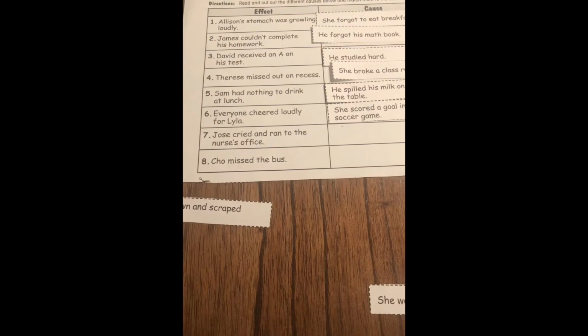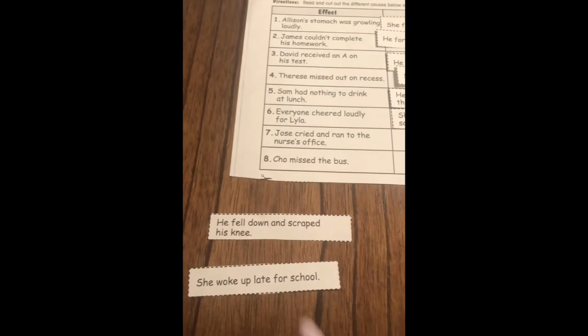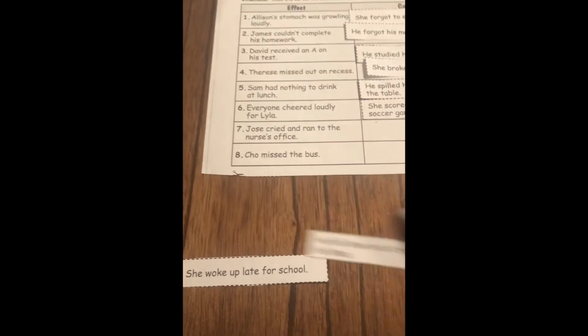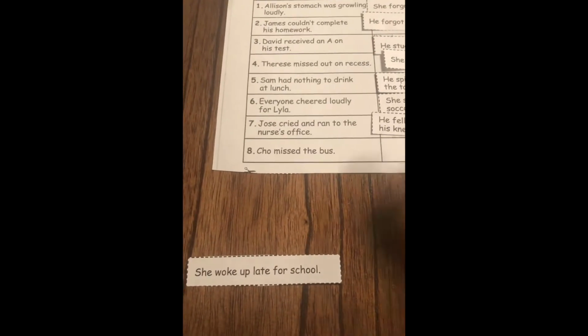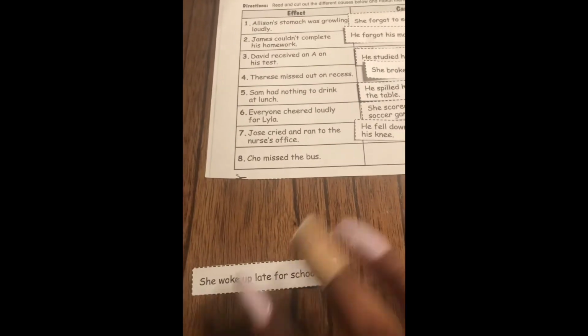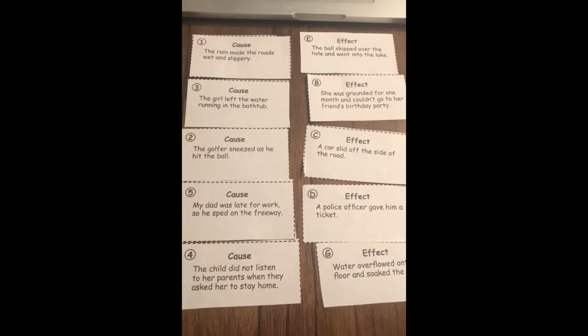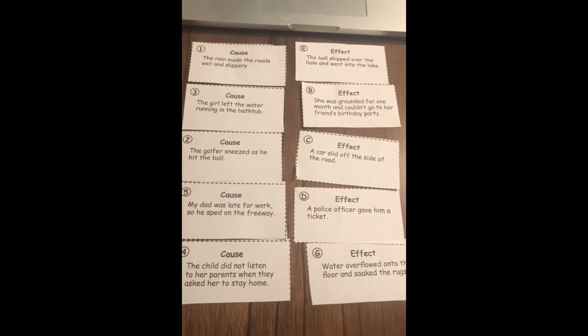Jose cried and ran to the nurse's office. Well, it can't be because she woke up late for school. He fell down and scraped his knee. Chloe missed the school bus and she woke up late. So remembering about cause and effect, cause is why something happened and the effect is what happened.